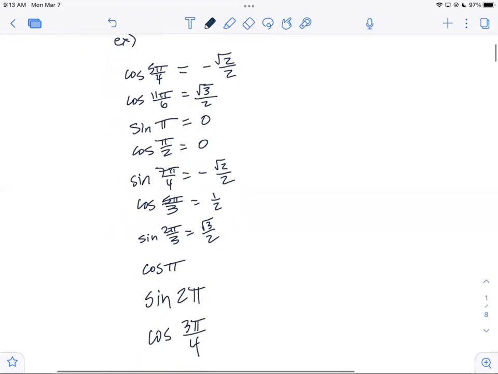Pi, where's pi at? Give me some pi. It's at 180. We already did that. The ordered pair is -1, 0. What's the cosine there then? -1. Yeah. And then 2 pi is coterminal with 0.